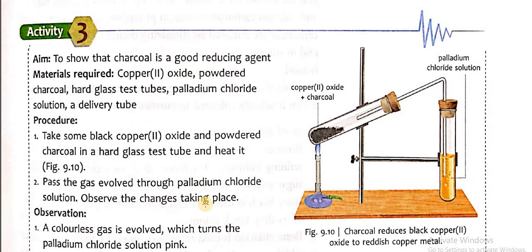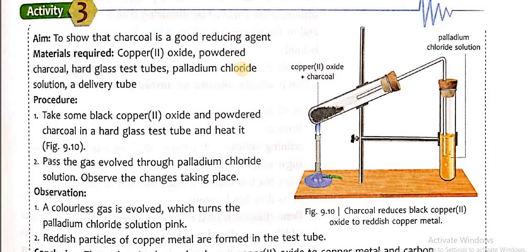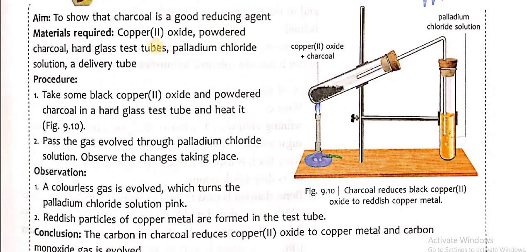One more activity for the day, to show that charcoal is a good reducing agent. How does charcoal act as a good reducing agent? Charcoal is carbon, and carbon is a good reducing agent. Let us see this with an activity. Materials required are copper oxide, powdered charcoal, hard glass test tubes, palladium chloride solution, and a delivery tube.